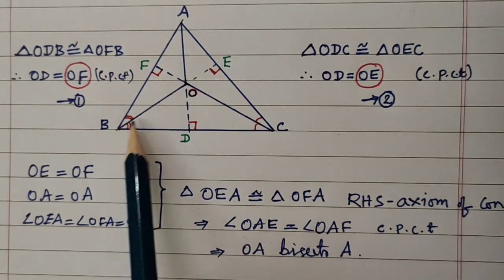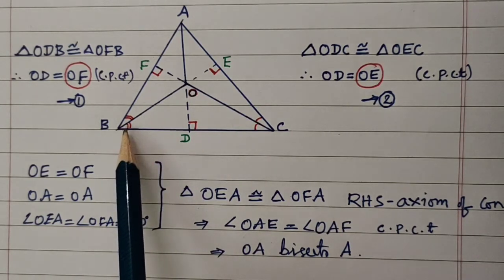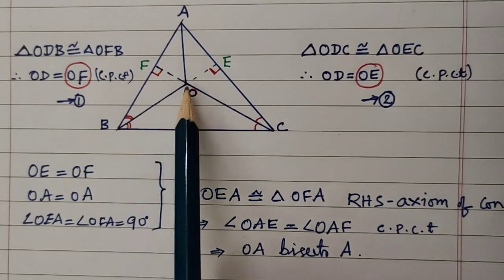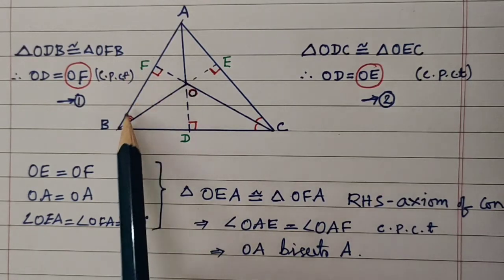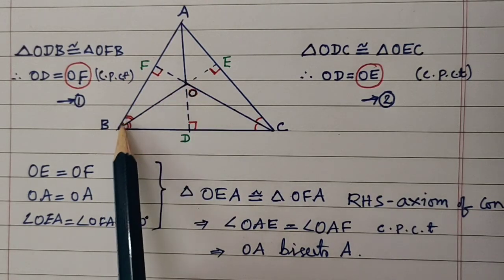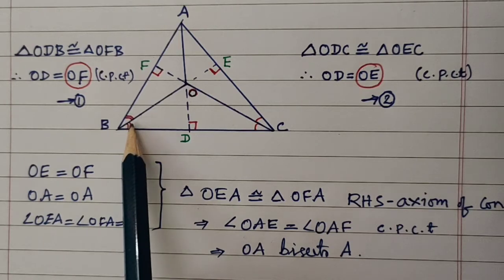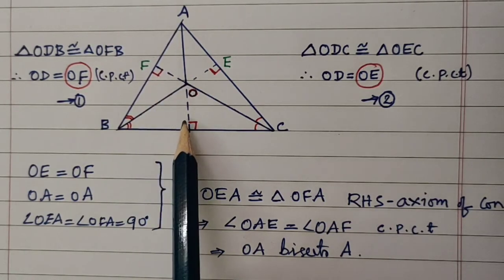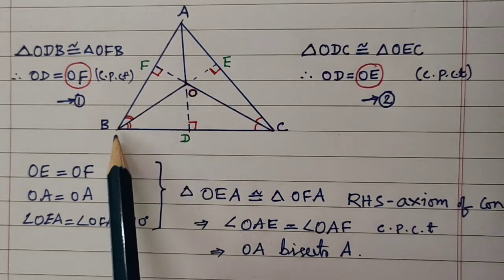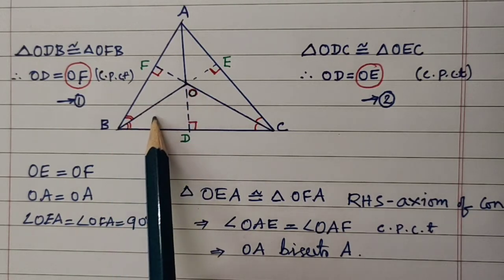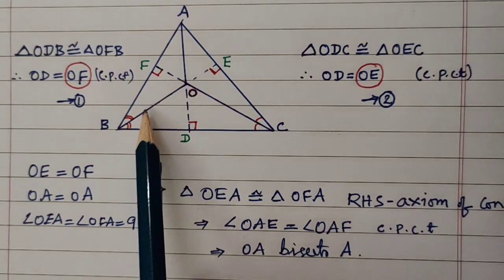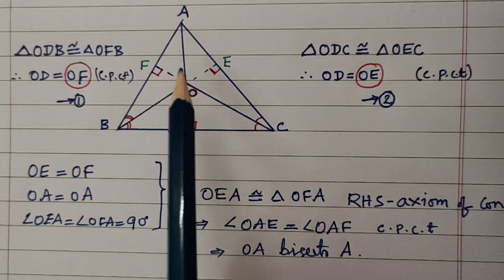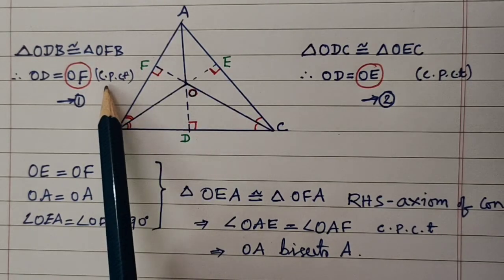Similarly, in these two triangles, ODB and OFB, these two angles are equal because OB is bisecting angle B. This angle is equal to this angle because we have drawn perpendiculars, and OB is common for both triangles. Then triangle ODB is congruent to triangle OFB. So OD is equal to OF because of CPCT.